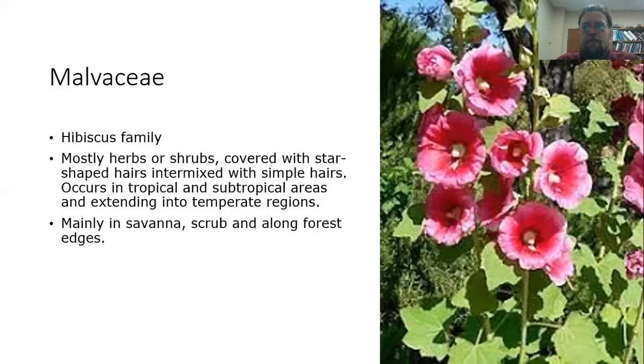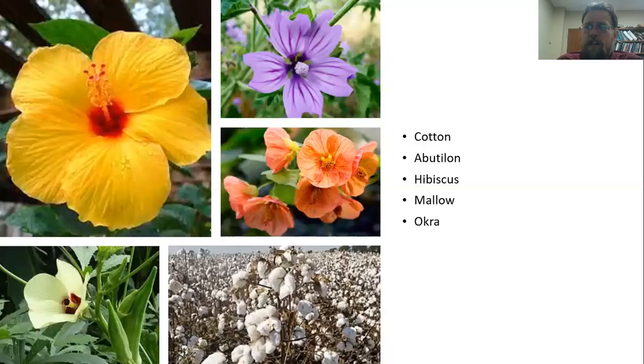Malvaceae is a really important family, not only ornamentally, but in agriculture. It is the Hibiscus family. Of course, we know it for the absolutely gorgeous flowers that we see on these plants. Most of these are herbs or shrubs. A lot of them have star-shaped hairs. Find them in tropical and subtropical areas, in savannas and forest edges. So some really good examples of Malvaceae.